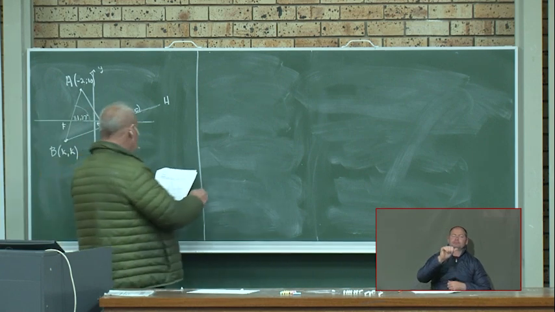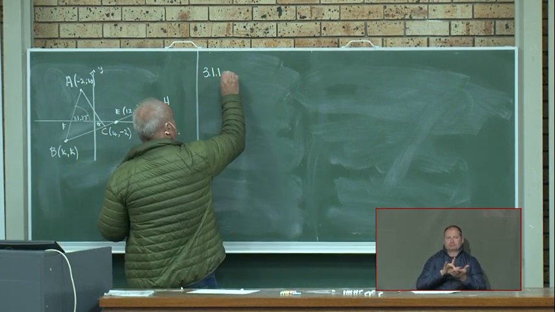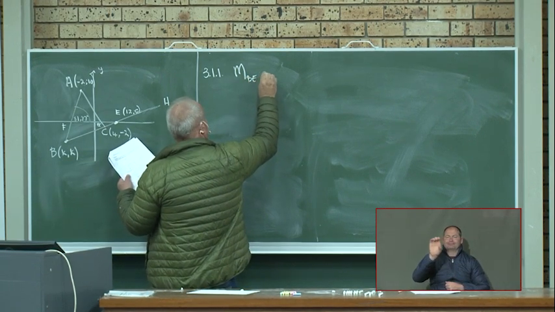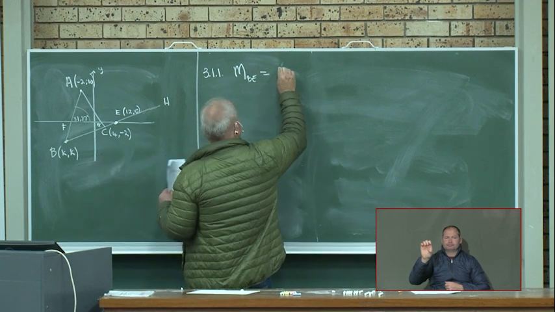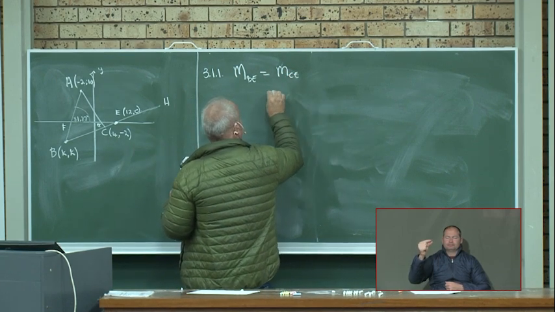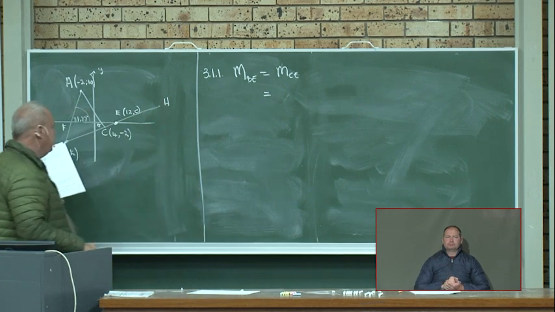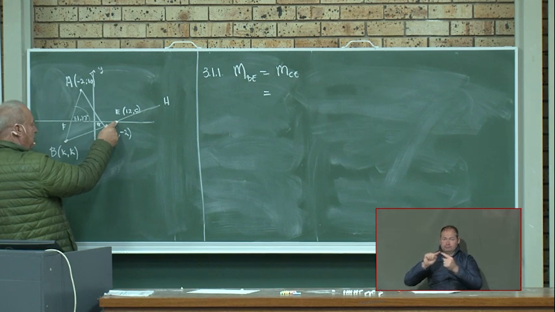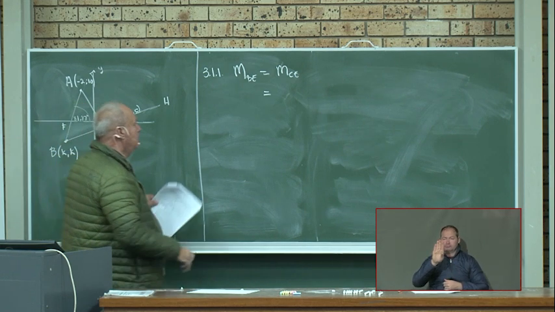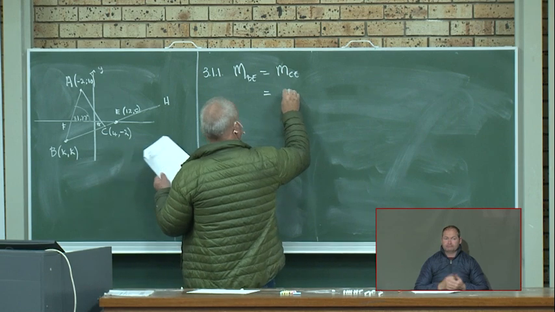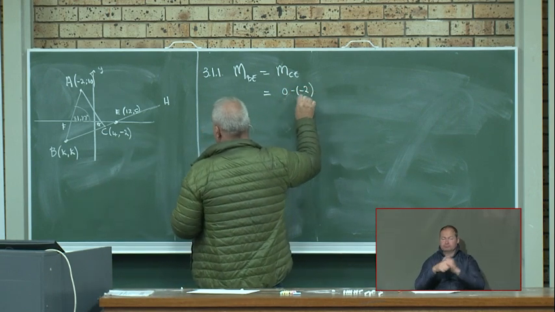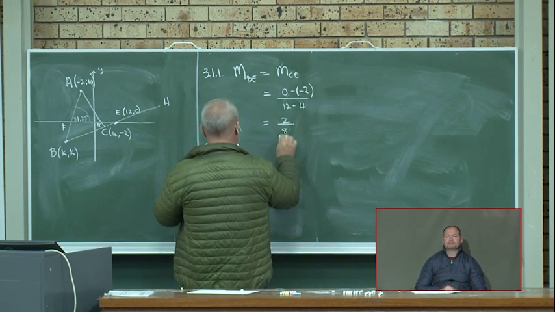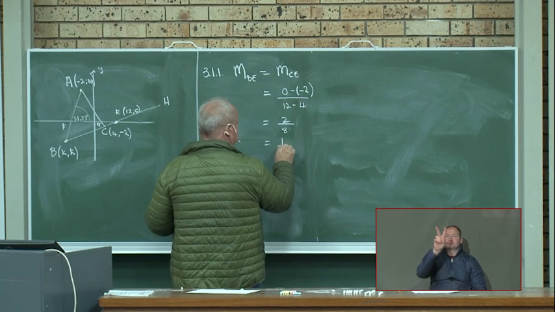Right, so people, in 3.1.1, we can say the gradient of BE is equal to the gradient of CE. Right, people, this here is a straight line. So two points on the straight line will be able to give me the gradient of BE. So in this case, we can say change in y over change in x, 0 minus (-2) over 12 minus 4, which is 2 over 8, which is equal to a quarter.